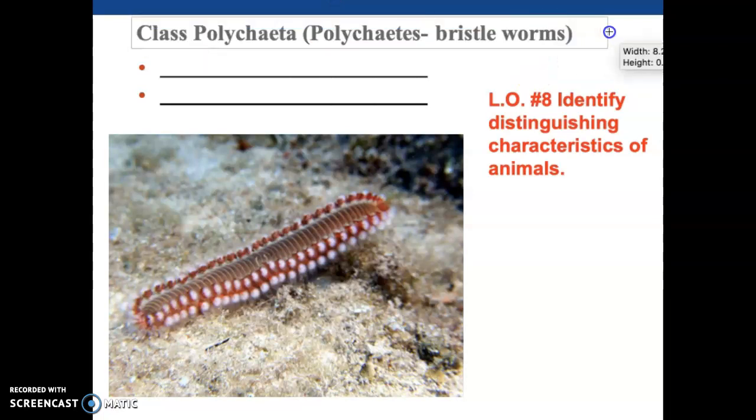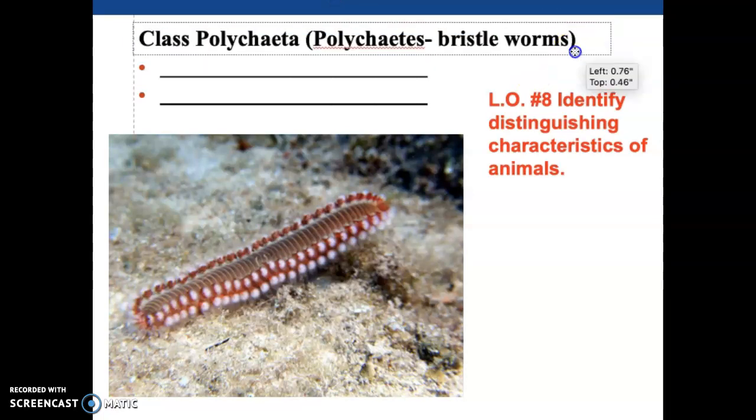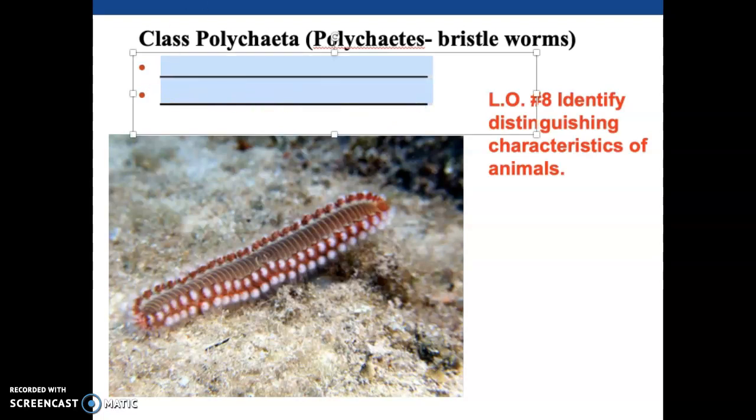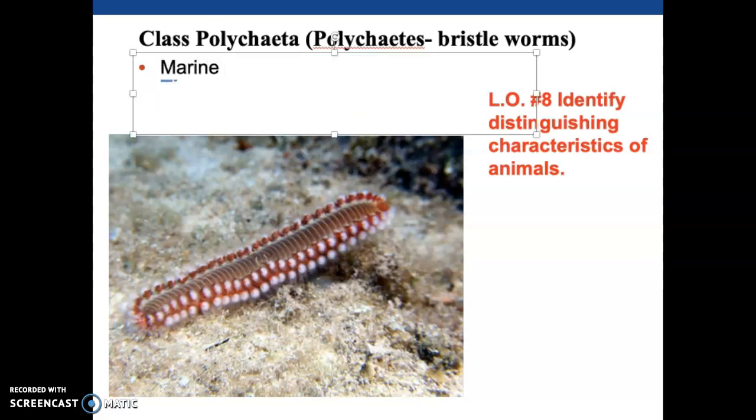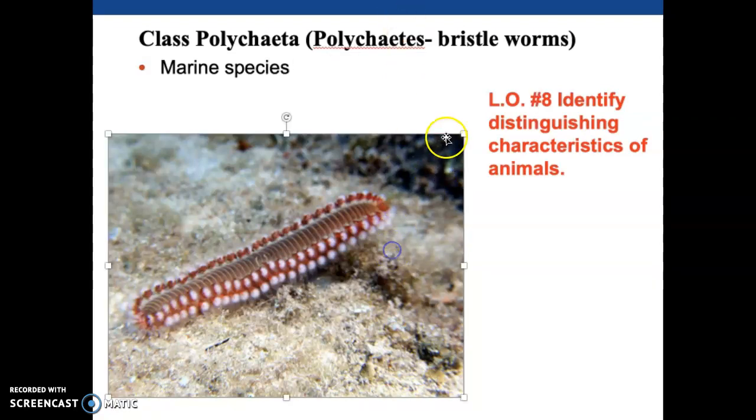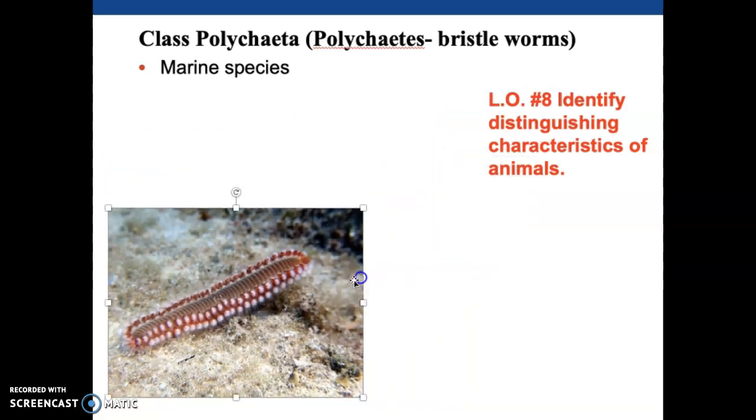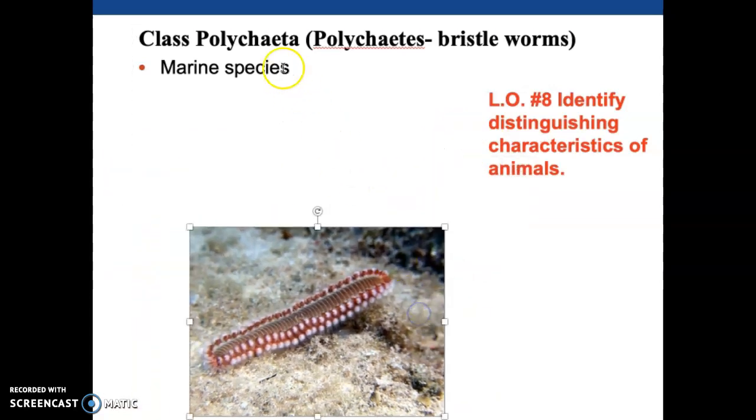Polychaeta. These are the polychaetes, or we can call them the bristle worms. Be very careful with these. By and large, these are marine species. Beautiful animals. Anybody who has a chance to go snorkeling or diving, you're probably going to see them on the reef. They are typically carnivores.